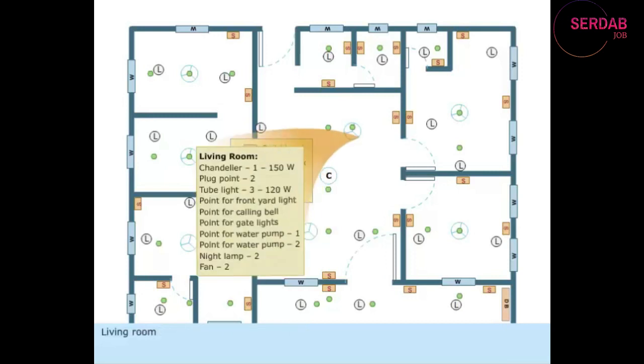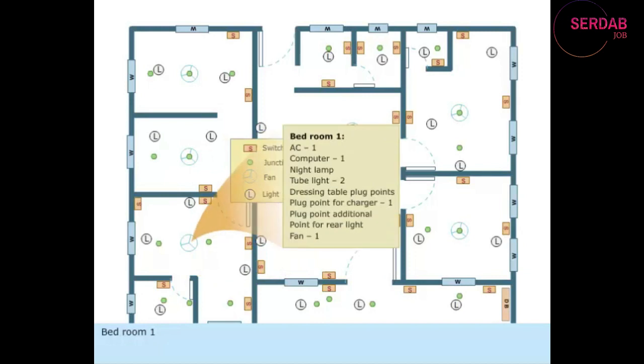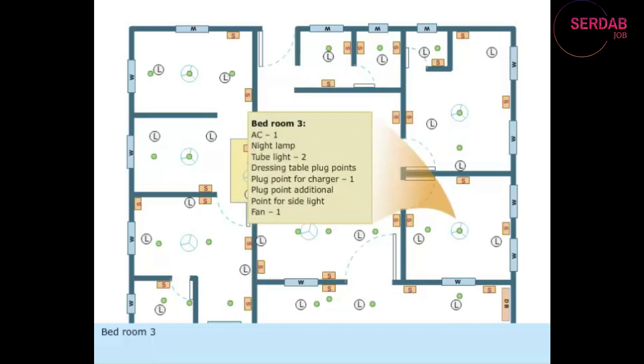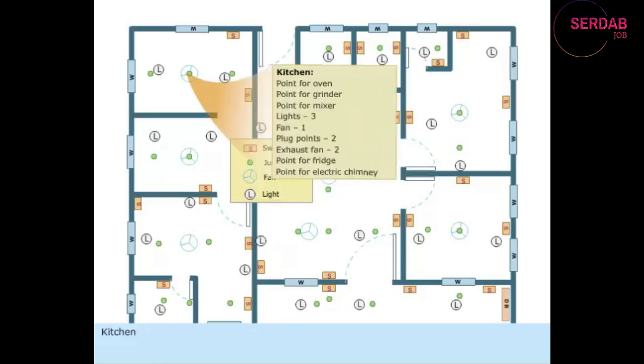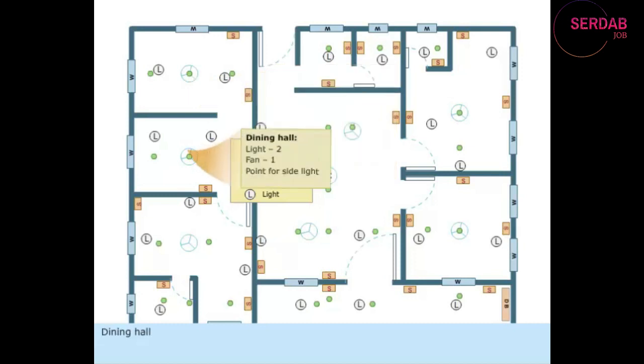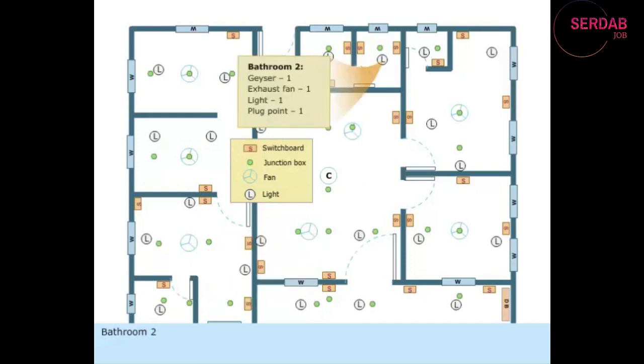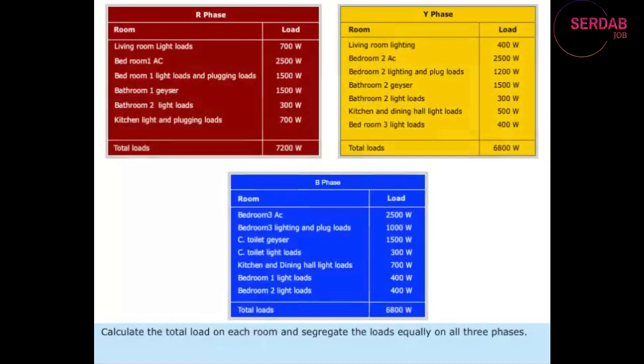Living room, bedroom 1, bedroom 2, bedroom 3, kitchen, dining hall, bathroom 1, bathroom 2, bathroom 3. Calculate the total load on each room and segregate the loads equally on all three phases. The table shows a sample load distribution in a house.